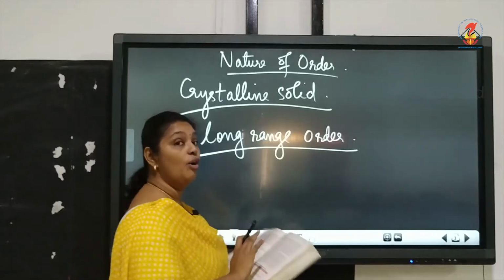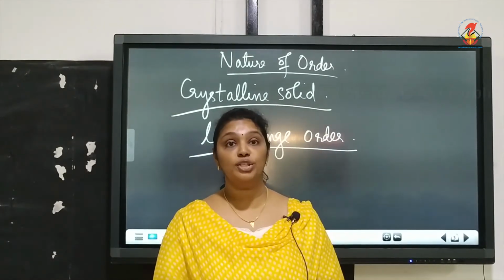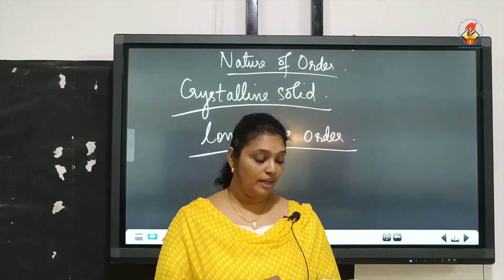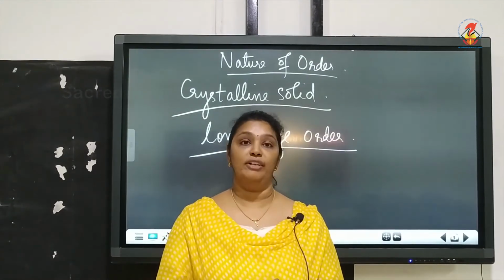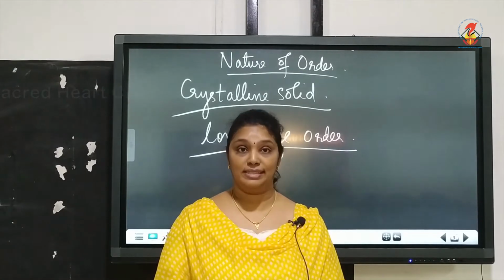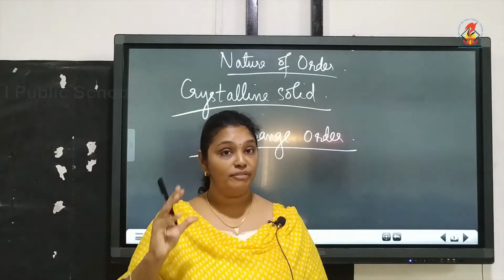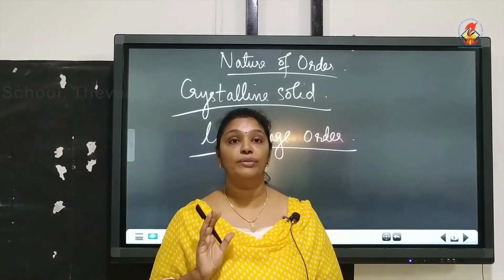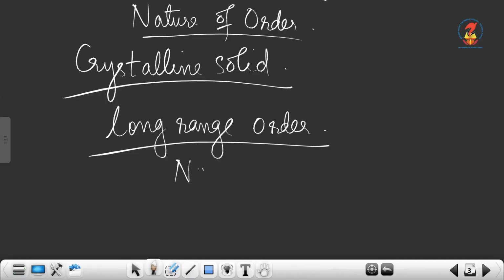Now, what do you mean by long range order in crystalline solids? Crystalline solids have a long range order, which means that there is a regular pattern of arrangement of particles which repeats itself periodically over the entire crystal. So, anywhere in the crystal you see that particles will be arranged in a definite pattern. That is called long range order. An example for crystalline solid is sodium chloride, then quartz. Quartz means silica, SiO2. This is an example for a crystalline solid.